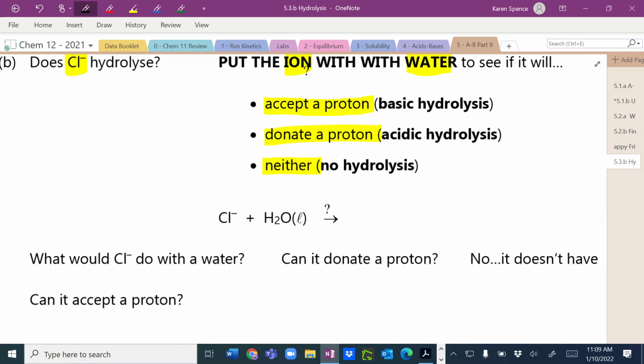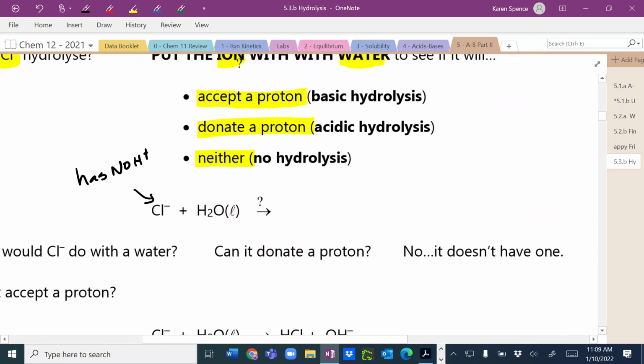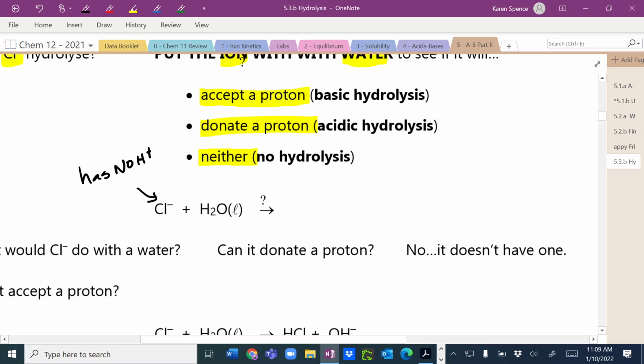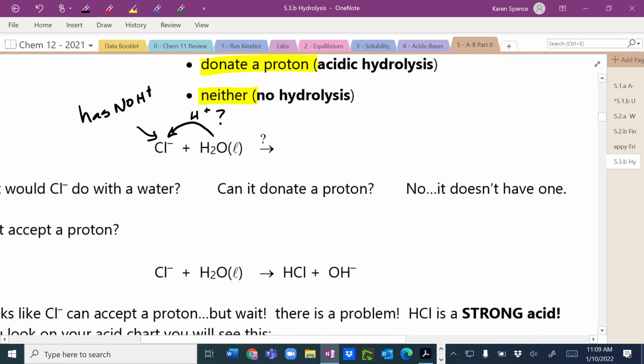Can it donate a proton? Cl-? No, there is no proton. It has no H+, so it cannot donate a proton. Can it accept a proton? Can we have a hydrogen do that? Well, if we put a hydrogen onto the chloride, we get HCl, and left over would be hydroxide. So far, so good? Okay.